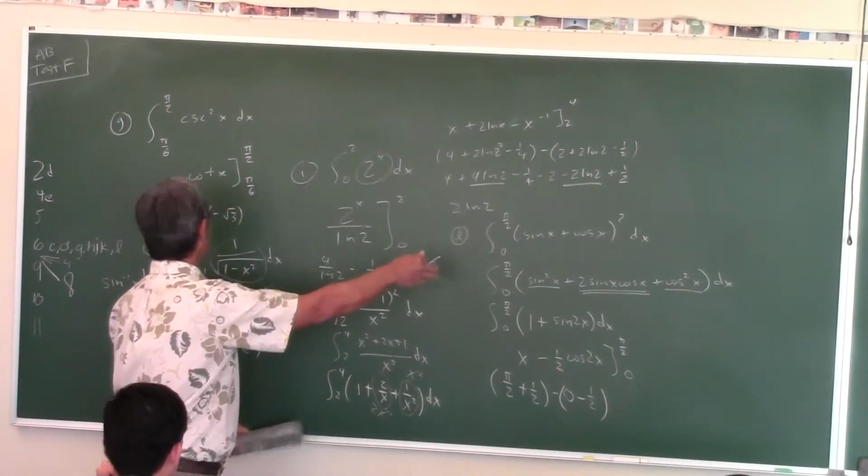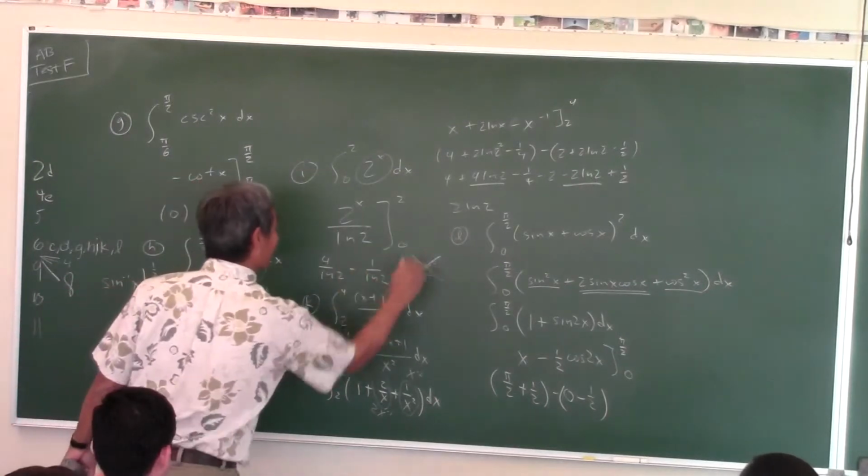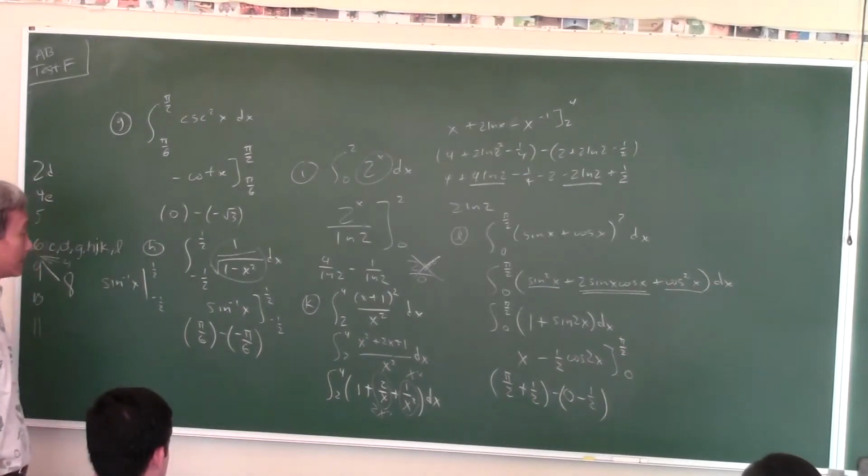Okay, Jack, right there, that's 3 out of the 10 right there. Mr. Park, why is there a half before the cosine 2x?